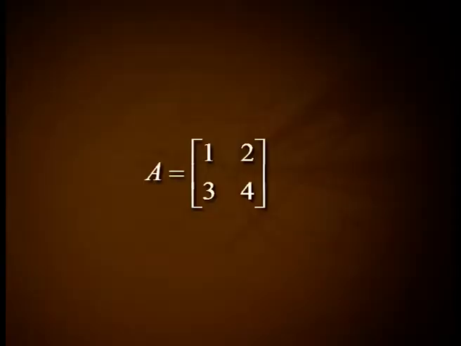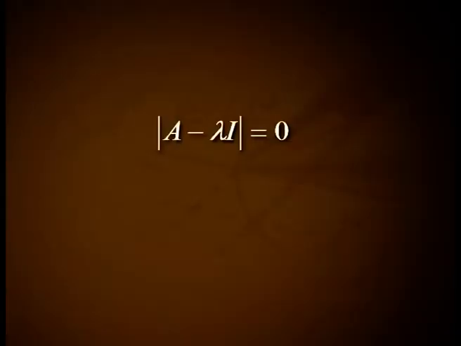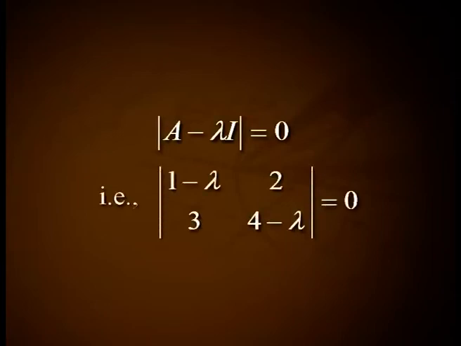Example 6. Using the Cayley-Hamilton theorem, find the inverse of A equal to the matrix [1 2; 3 4]. Solution. The characteristic equation is given by the determinant of A - λI equal to 0, that is, the determinant of [1-λ 2; 3 4-λ] equal to 0, which gives λ^2 - 5λ - 2 = 0, equation 14. The Cayley-Hamilton theorem says that every square matrix satisfies its characteristic equation. Hence, from equation 14 we have A^2 - 5A - 2I = 0, equation 15, where I is the 2 by 2 identity matrix and 0 is the 2 by 2 zero matrix.